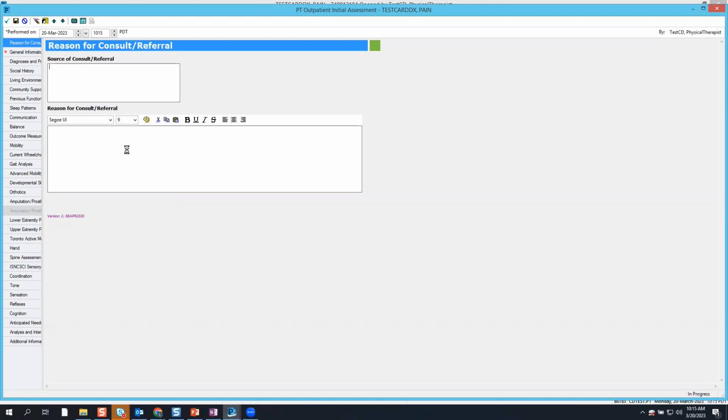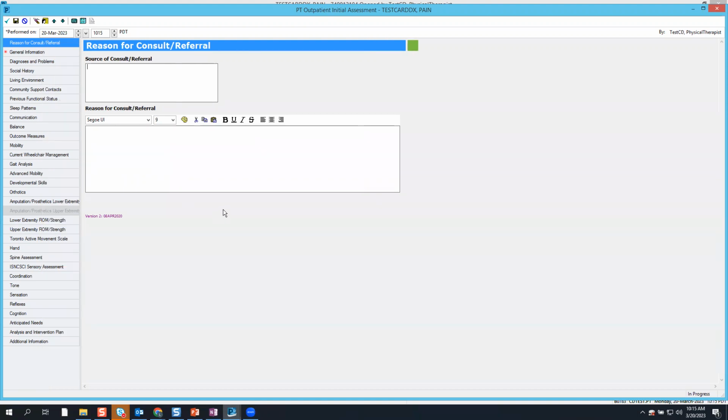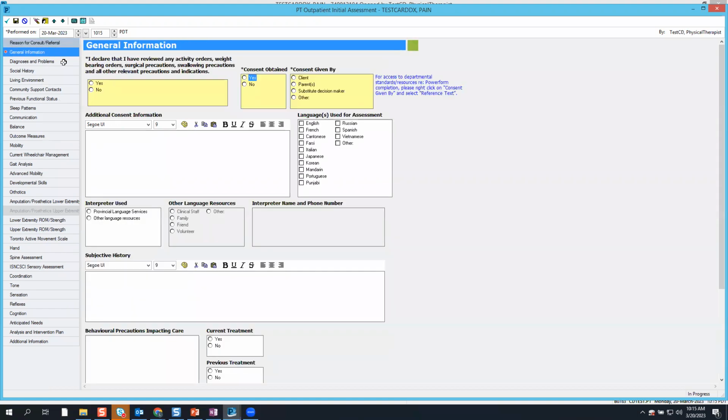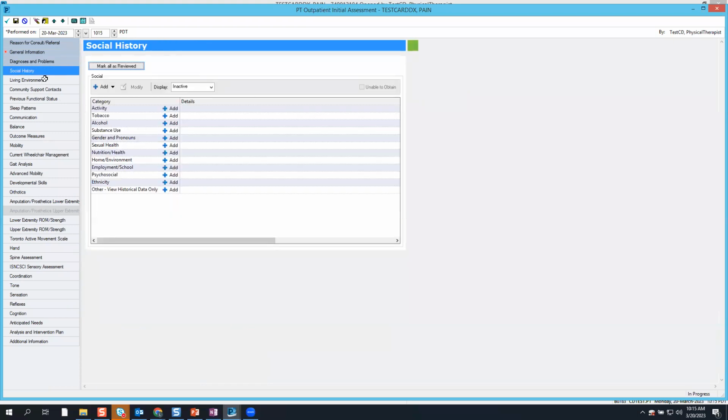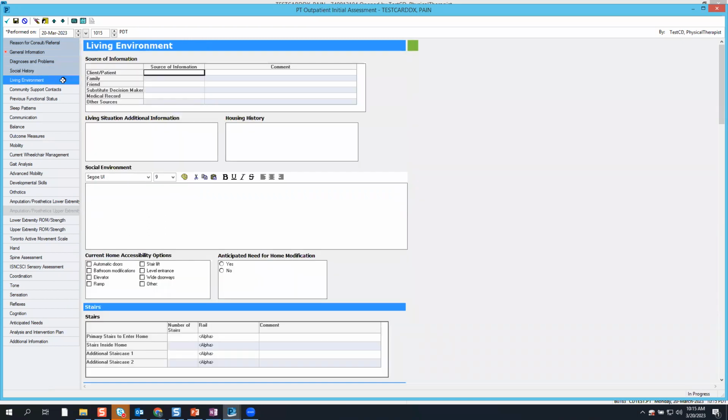Pardon, my screen is a little tiny here. So it has the reason for the consult, general information, problems, history, which can be pulled in from other sections of the chart, living environment. So is there a specific section you would like me to click onto? Oh, no, that's okay. I just wanted to see what it looked like, but I guess it's kind of similar to inpatients, just has some other things in it.